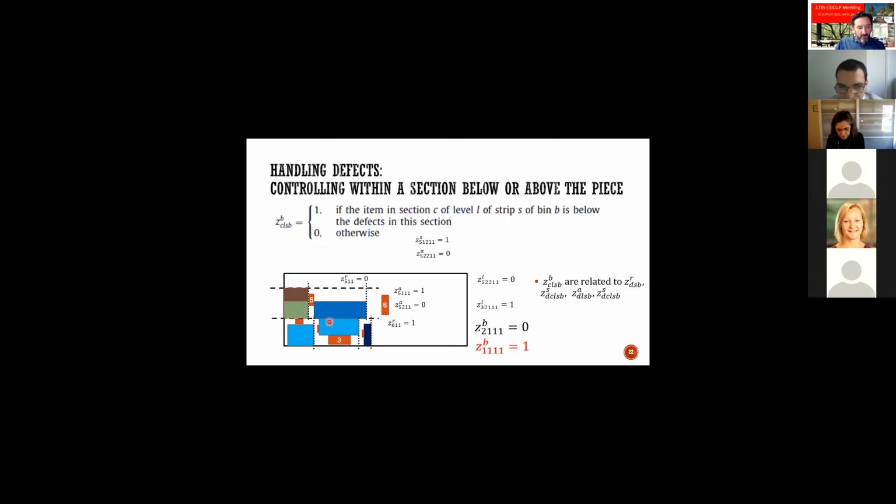And we need other variables to control something like this. Imagine in this case this defect is not to the right of this cut, but it is inside when we want to recover this item. Then we have a variable indicating if the defect is in the item in section C of level L. For instance, here defect 1 is below item 1. And we have some relations in order to make all these new variables consistent.